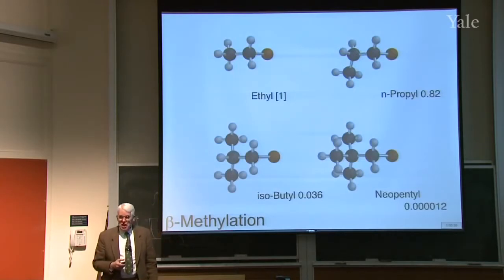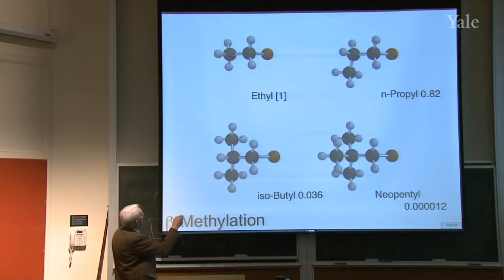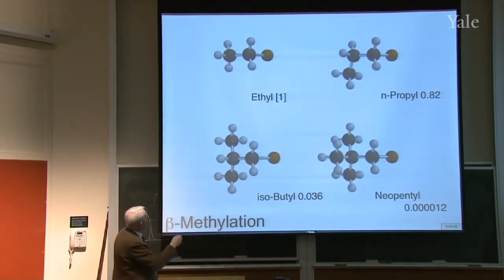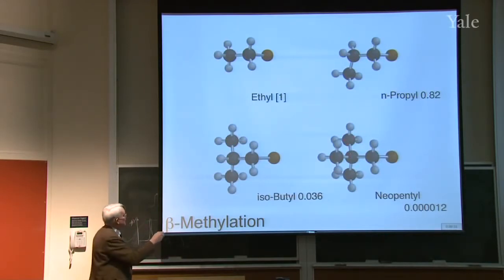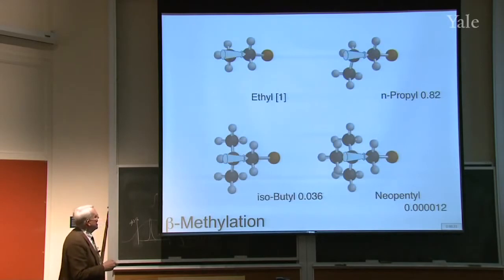Now let's look at the beta methylation, where we have this carbon and we start putting 1, 2, or 3 on that one, right? And here are the rates, remember 1, 0.82, 0.036, and then 0.00012. Why is the third one so bad, right?